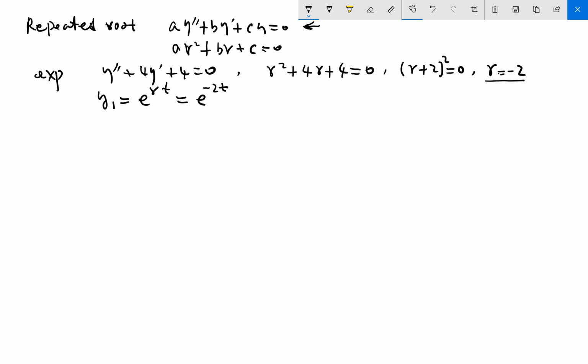In fact, you can find another one, like 3 times e^(-2t). You can check that y2 is a solution. However, those two will not form a fundamental set because their Wronskian determinant will be 0. You can check that.